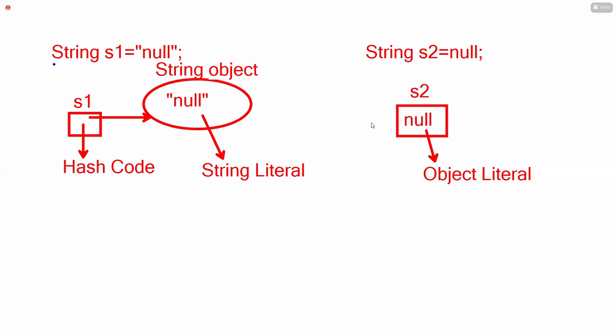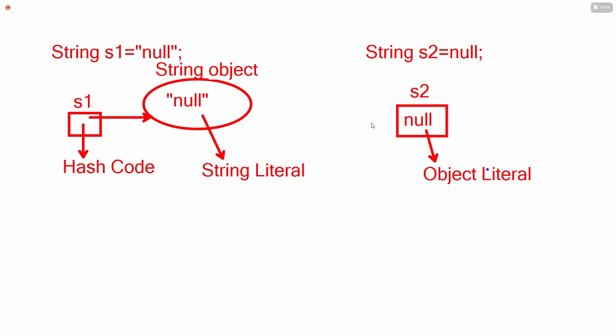Now string S1 equal to null in double quotes, if you write, in this line this null is a string literal. Every string literal itself is an object of the string class. That's why an object is created. That object contains null. It is an object. That object's hash code is stored in S1. S1 contains the hash code. Here string S2 equal to null. There is no object. If the object is there, the hash code will be there. If the object is not there, null is going to be stored. Instead of hash code, null will be stored. What is this null?